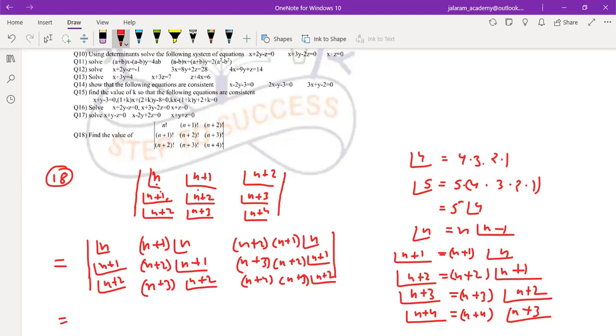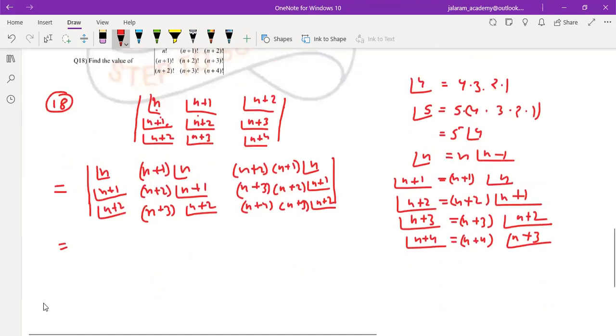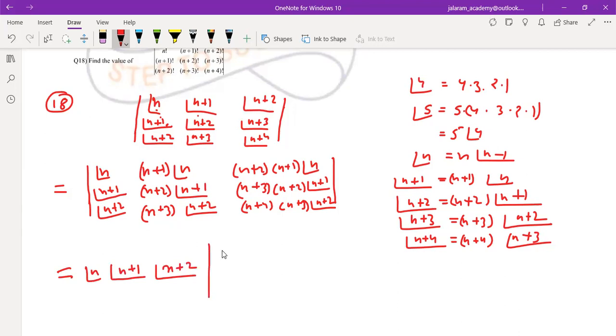So we observe that in the first row factorial n is common. In the second row, factorial n plus 1 is common. In the third row, factorial n plus 2 is common. So we write 1, n plus 1, n plus 2 into n plus 1 as the first row of this determinant. These all things are the rough work.